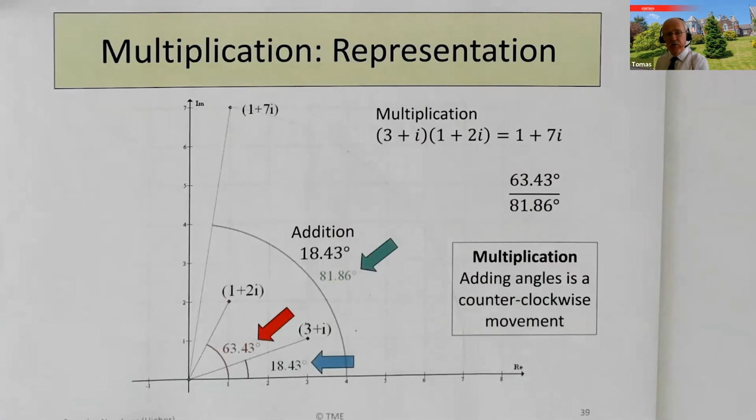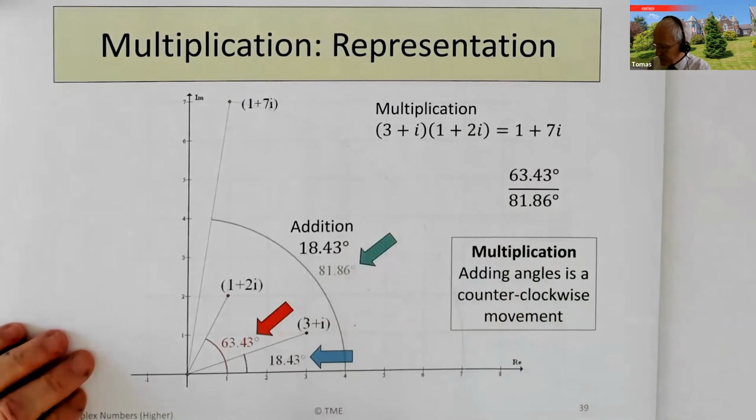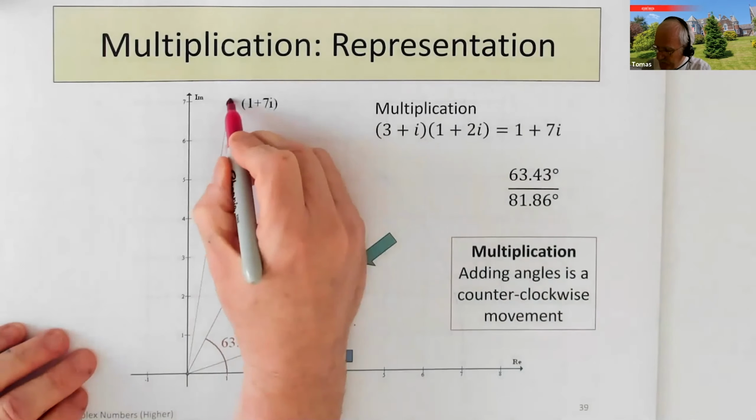So let's look at how that looks on a picture. Let's go back to the multiplication we did, 3 plus i by 1 plus 2i. If you multiply this number by this number, you end up here.